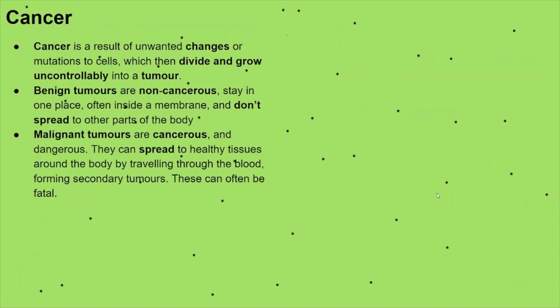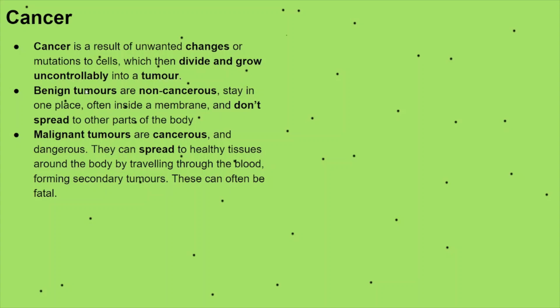And finally, combined science only thing. This isn't coming up in either triple science exam. We're going to look at one final non-communicable disease, which is cancer. And cancer is a result of unwanted changes or mutations to cells, which then divide and grow uncontrollably into a tumour. That is the definition of cancer. Learn that, memorize that.